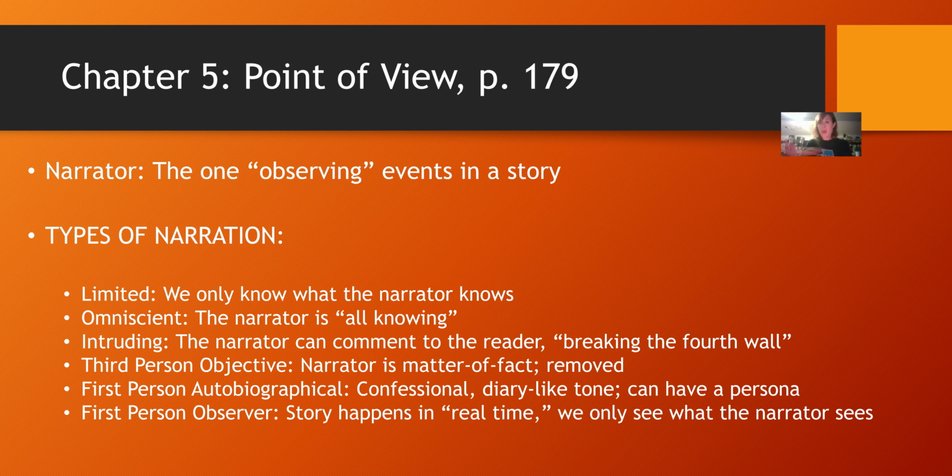We only know what the narrator knows. So The Hunger Games is probably the most popular, common modern example of this. We follow Katniss Everdeen around, and we only find out things as she finds out things. And so we know what she knows. And so it's a very limited scope. She doesn't understand the big picture of what's happening to her and just finds out as the story goes along.